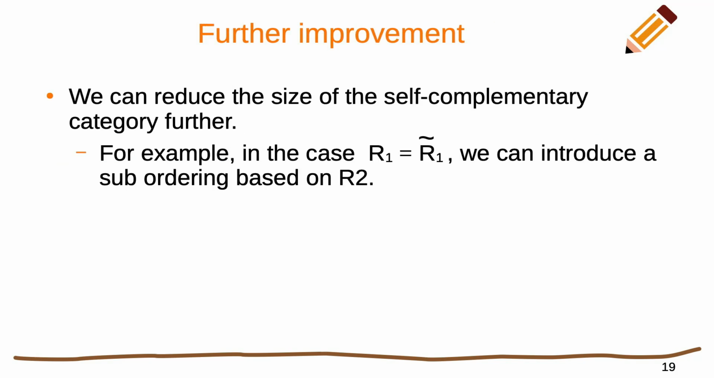Although the pruning procedure works optimally, there is room to improve the method by shrinking the broader self-complementary category. Specifically, in the case R1 is equal to its complement, there are many magic squares that are actually paired by the complement, but which we counted individually in the procedure just described. We can introduce a subordering based on R2 within this subgroup of magic squares and reduce the enumeration effort further.